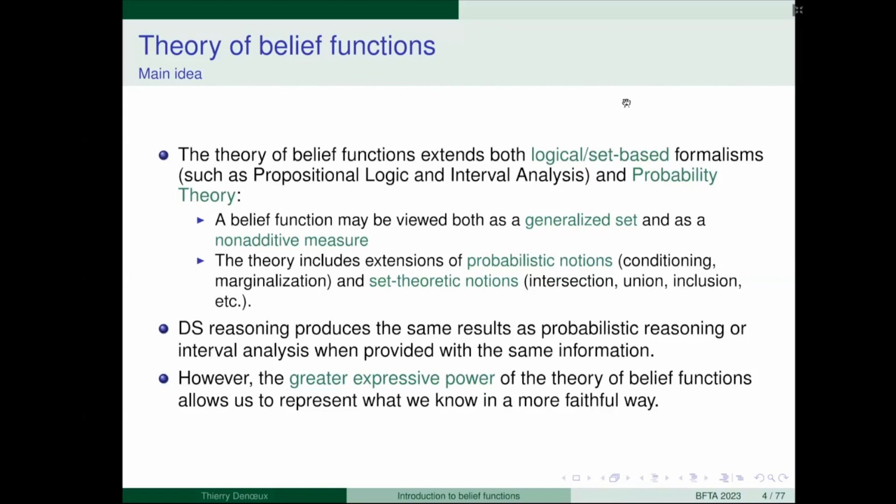So an important fact to keep in mind is that Dempster-Shafer reasoning produces the same results as probabilistic reasoning, or for instance, interval analysis, when provided with the same initial information. So if you start with only probabilities and you do evidential reasoning, you get the same result as you would have if you had used, let's say, Bayesian reasoning. But the fact is that you can start with information which is less precise than probabilities. So this is why we can say that this Dempster-Shafer theory has a greater expressive power than, for example, the theory of probability.